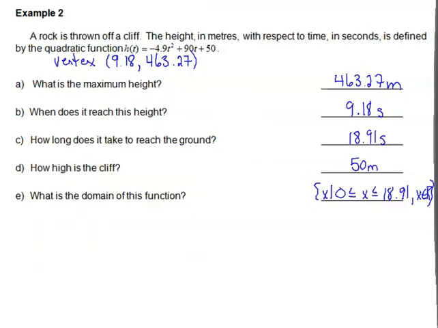So it's almost double. Not quite. So it's in the air for almost 19 seconds. How high is the cliff? So it's thrown off the cliff. So this 50, this y-intercept would be where it's thrown from.